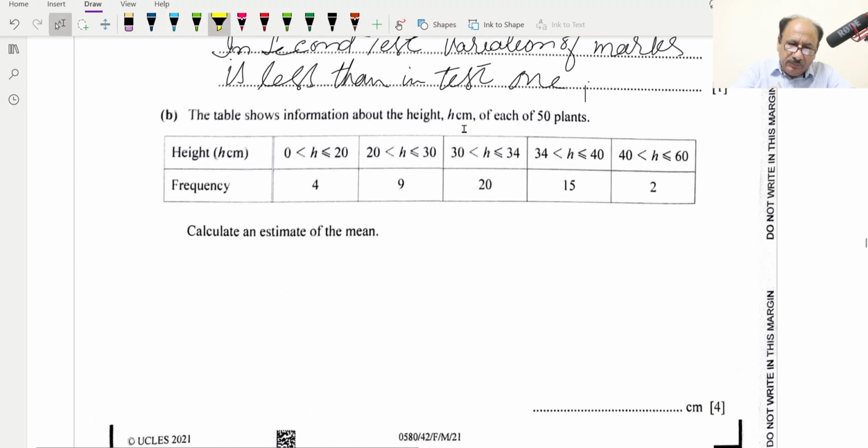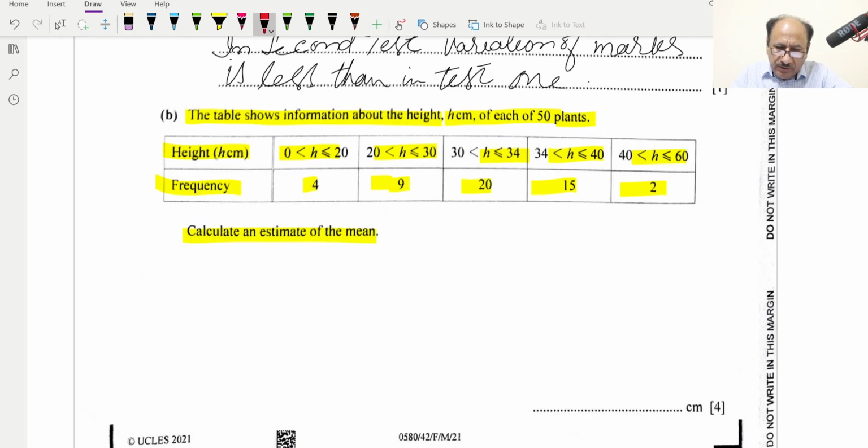Now part B is saying the table shows information about the height h centimeters of each of 50 plants. These are the heights, this is the frequency, so ranges are provided and the frequency is also provided over here. Calculate an estimate of the mean. For the mean estimate, we check the mid of each range. This will be 10, 25, 32, 37, and 50.